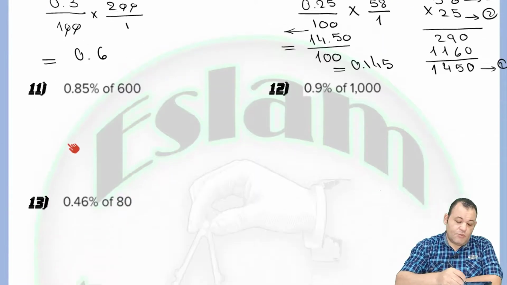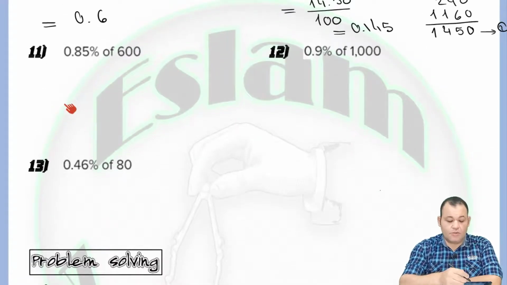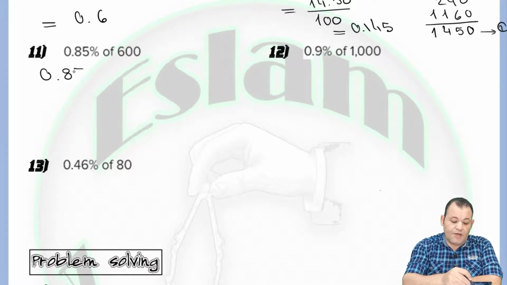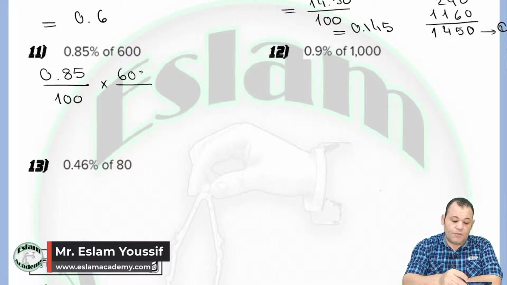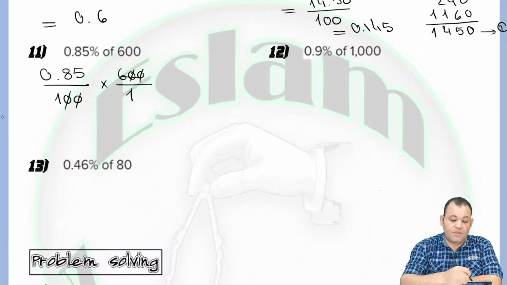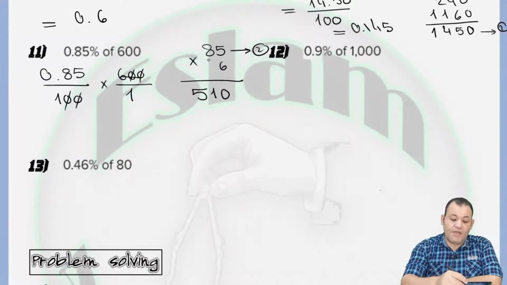The same for 0.85% of 600. In the same way, it will be 0.85 over 100, and "of" means multiplication. 600 will be 600 over 1. We just remove two zeros with two zeros. So we have here 0.85 multiplied by 6. By multiplying, you will find that the answer will be equal to 510.